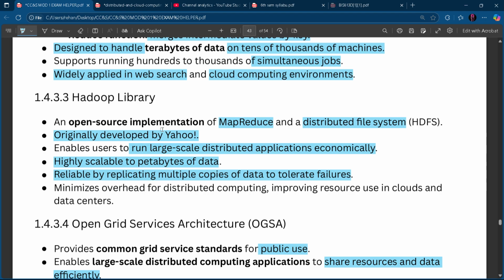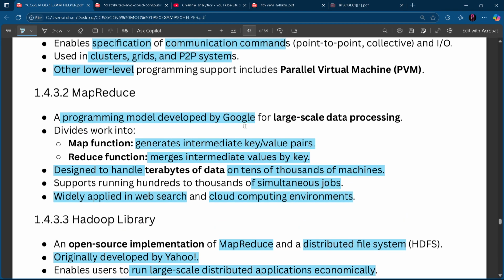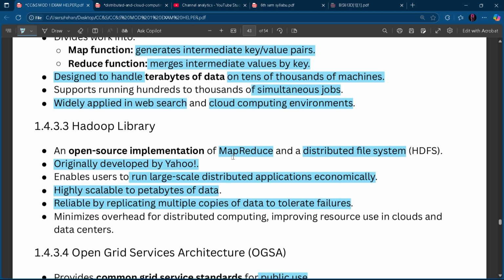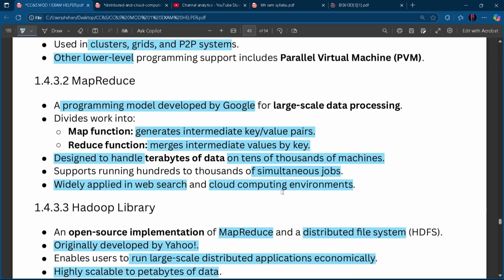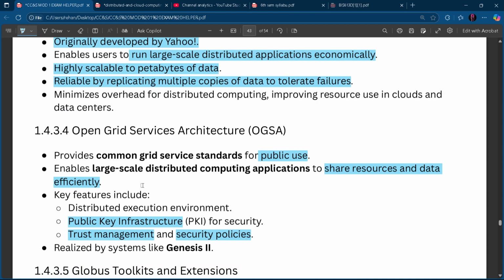Few things are repeated from here. MapReduce was developed by Google for large-scale data processing. Here is the open source implementation of the same thing and a distributed file system, originally developed by Yahoo. What does it do? It enables users to run large-scale distributed applications. Google has done this for their own large-scale development, for themselves. Here it enables users to run the same thing economically, available for people in the market. Highly scalable to petabytes of data. Earlier you had terabytes of data running on tens of thousands of machines; here, petabytes of data. Reliable because of replicating data.